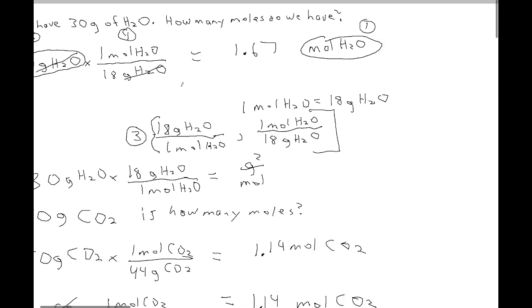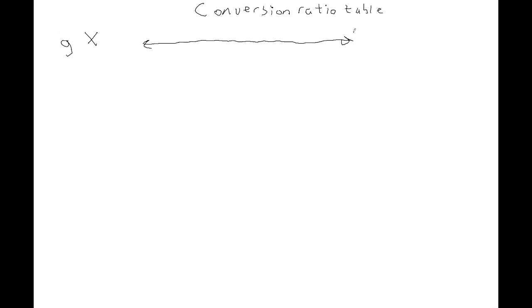All right, so let's summarize what we've seen here so far. What we've gone over so far was how to convert between grams and moles. Let's call this a conversion ratio table. Now what we've learned so far is how to convert from grams of X into moles of X, where X is any substance. So we could go from grams of oxygen to moles of oxygen, or grams of water to moles of water.